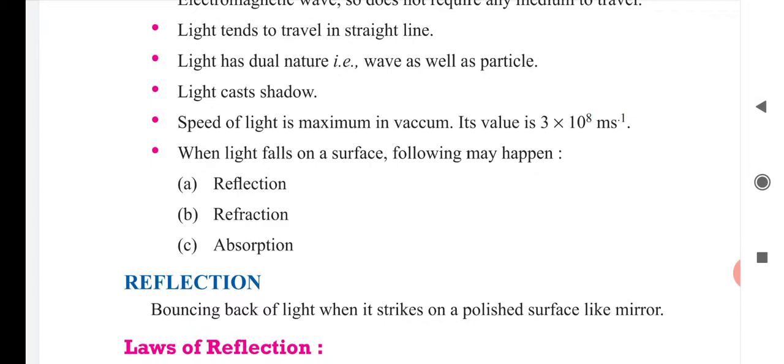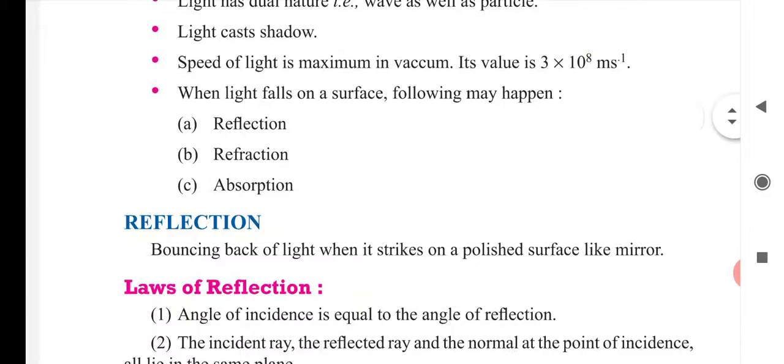So reflection means bouncing back of light when it strikes a polished surface like a mirror, or bouncing back of a ray of light when it strikes a medium where it cannot penetrate or pass through. In reflection we will come across some laws. So let us see what those are.